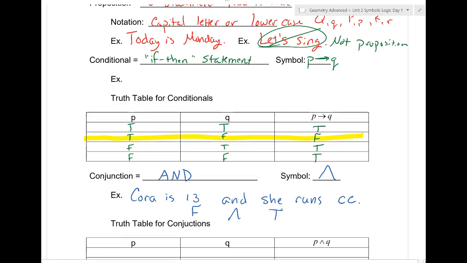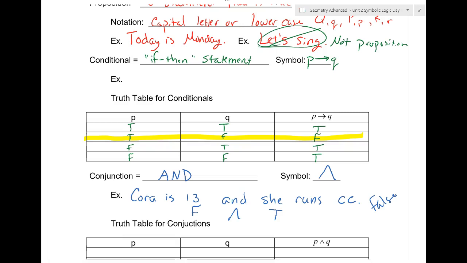The word and means both have to be true. So that's actually what type of statement? So that's going to be a false statement. The word and means you're glued together, you can't separate. So a bad does make it bad, okay?